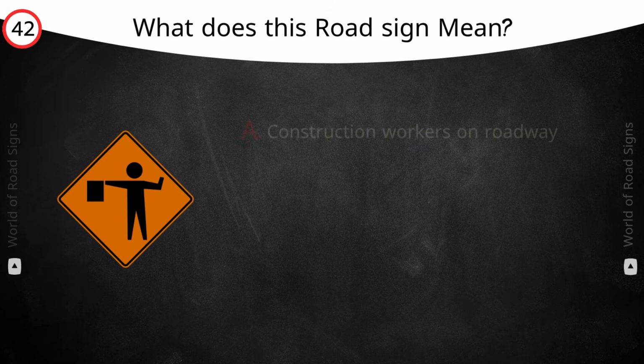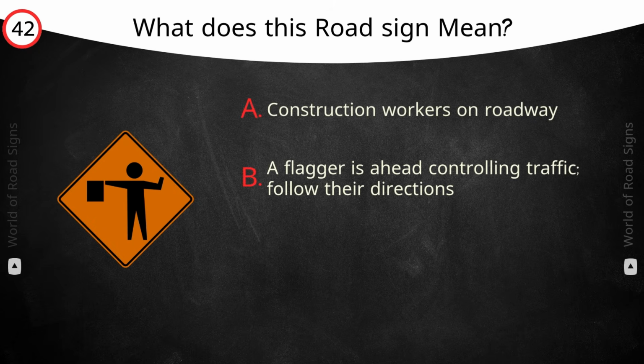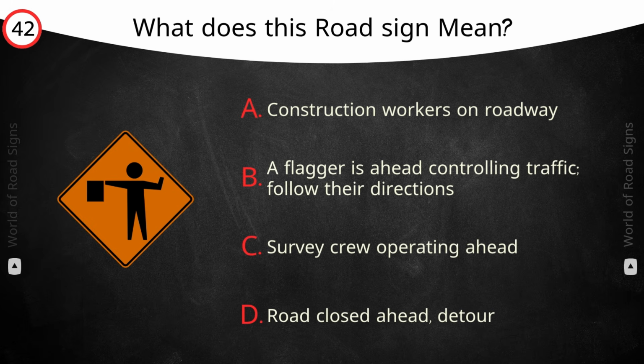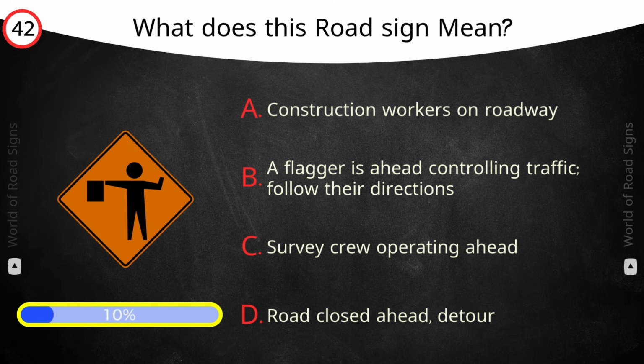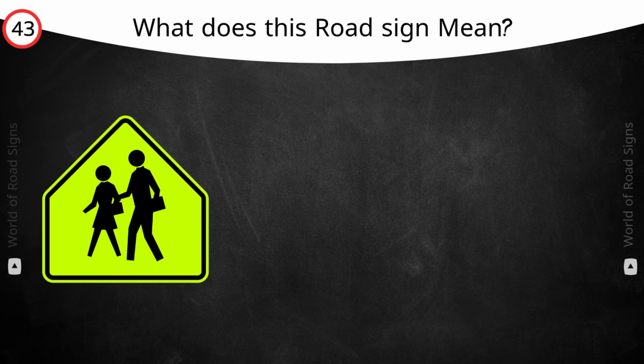Question 42. This sign means A. Construction workers on roadway. B. A flagger is ahead controlling traffic. Follow their directions. C. Survey crew operating ahead. D. Road closed ahead. Detour. The correct answer is option B. A flagger is ahead controlling traffic. Follow their directions.